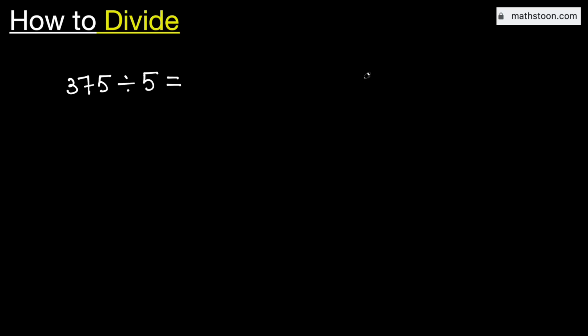In this video, let us learn how to divide the number 375 by 5 using the long division method. Consider the first digit 3. It is less than 5. That is why we will consider the number 37. We know that 5 times 7 is 35.